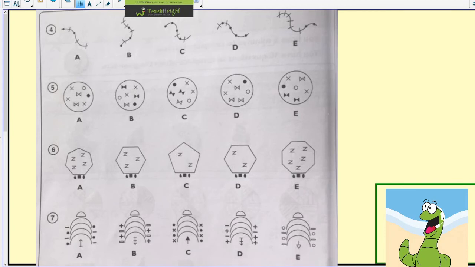Right, 4, 5, 6, and 7. Let me just go through the answers. So we have 4A, 5A, 6D, and 7D. Let's just go through and talk about why.